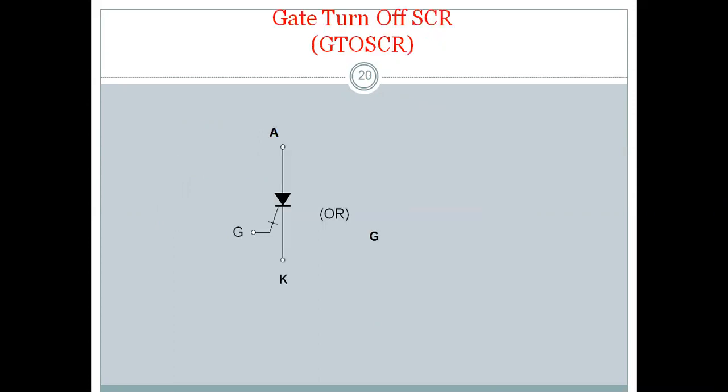Please see, this is the symbol of GTO SCR. Anode, cathode, and gate. You can see where gate, two-way directions are there. It can be turned on and it can be turned off by gate signals.